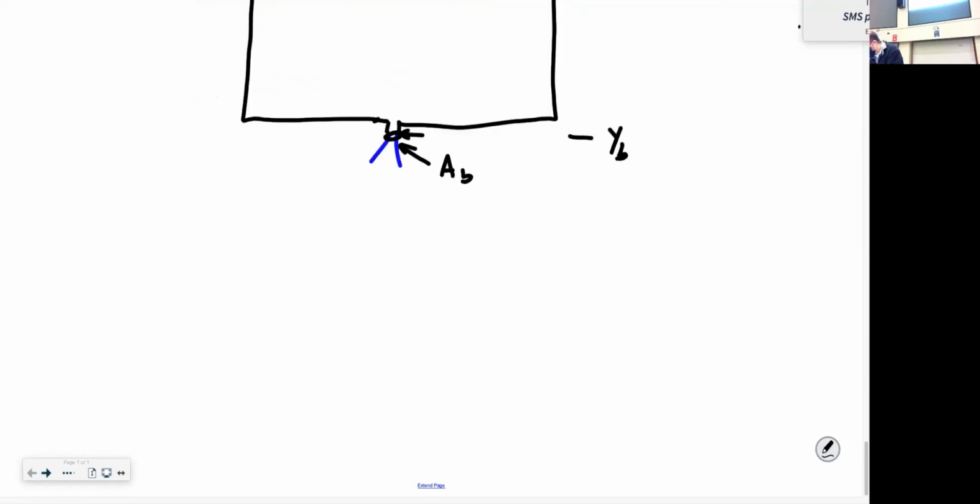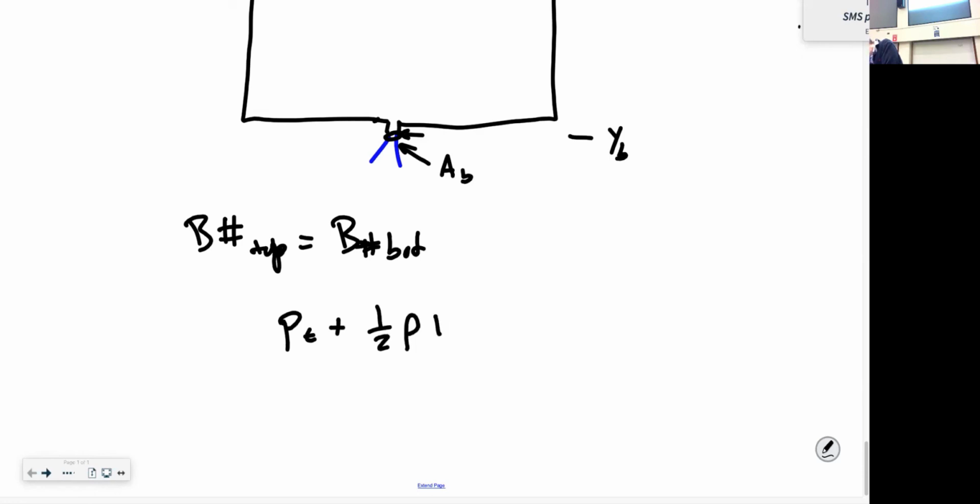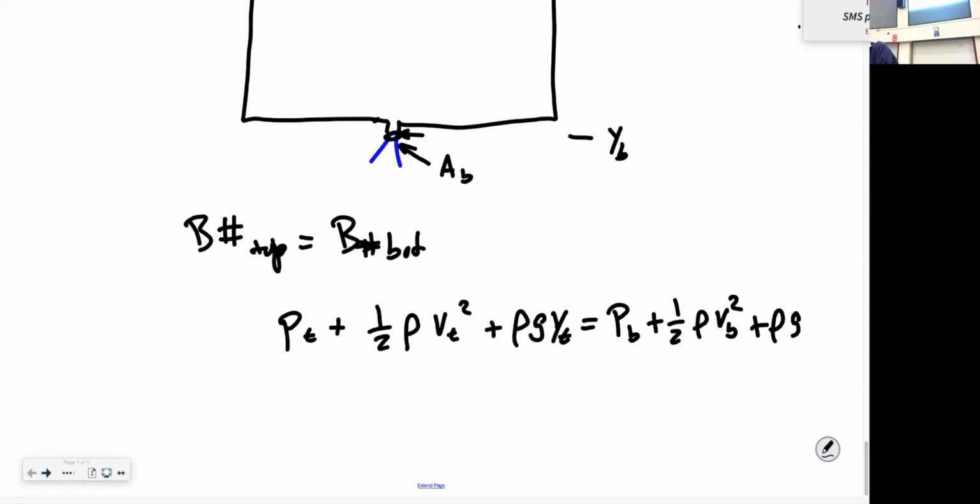We can write down Bernoulli's equation. We know that the Bernoulli number at top must equal the Bernoulli number at the bottom. Okay, let's write it out. We know that pressure at the top plus 1/2 rho V_T squared plus rho g y_T, where T is for top, must equal pressure at the bottom plus 1/2 rho V_B squared plus rho g y_B.